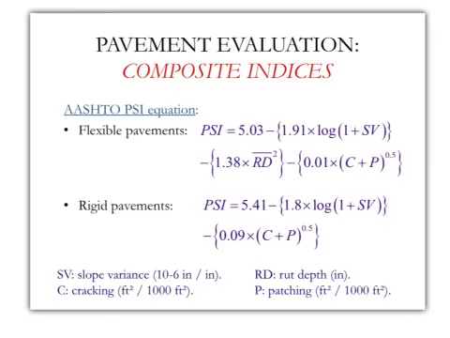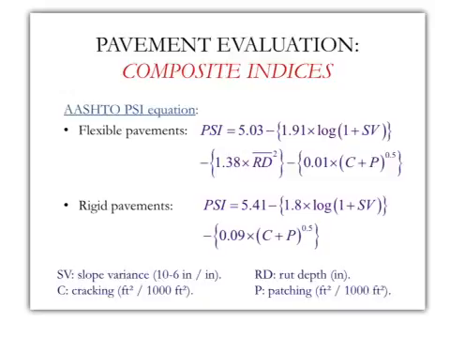Moving from individual indices to a more robust and composite index, AASHTO came up with those equations. We call them PSI equations, present serviceability index. Present serviceability index is a number that is given to the pavement to give us an indication if it's in good or bad condition. This number can be high if the pavement is in good condition, and it can be low in bad condition.